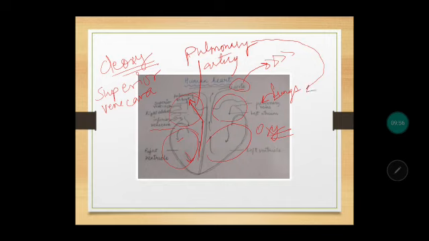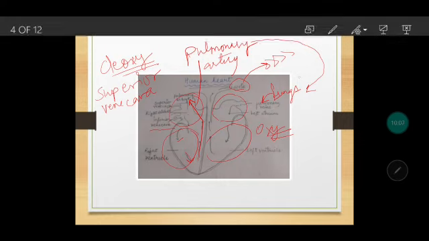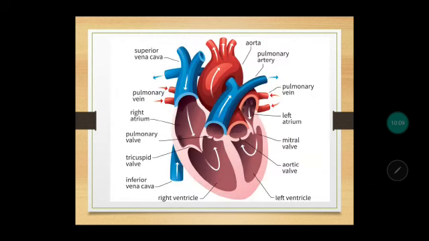Now the pulmonary artery is bringing deoxygenated blood to the lungs, so the lungs will put oxygen in it, it will become oxygenated, and again pulmonary veins will bring the blood. So 2 times blood is pumping. From here oxygenated, from here deoxygenated. Okay, so to make it more clear, I will just shift to the next slide.